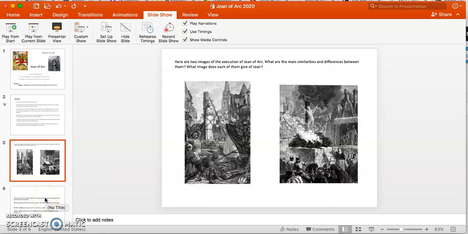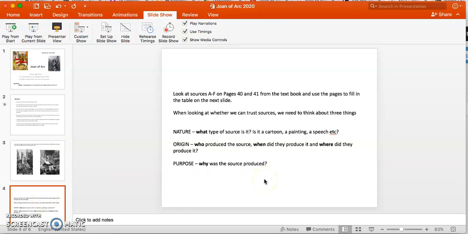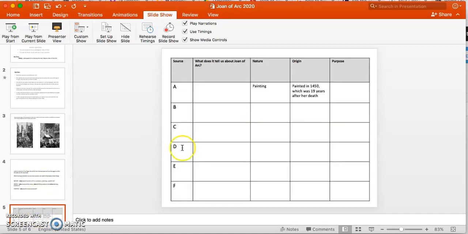Now, once you've done that, I'd like to move on to this, which is where you'll need your textbook. Okay, pages 40 and 41. Looking at sources A to F from the textbook, and use the pages to fill in the table on the next slide. So, if we just move forward to the next slide, you can see, got a table like this. Now in this column here, what does it tell us about Joan of Arc? So in that, you're going to look at the content of the source. What does the source actually say about Joan of Arc? What can we learn from that source?